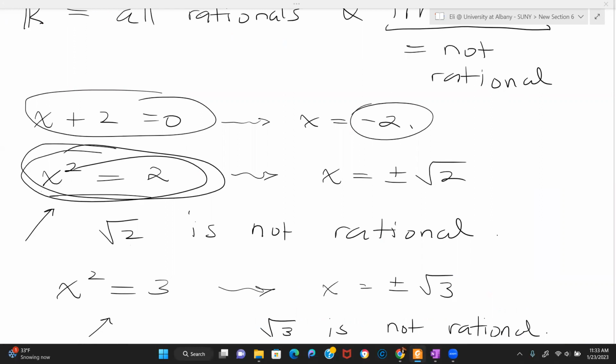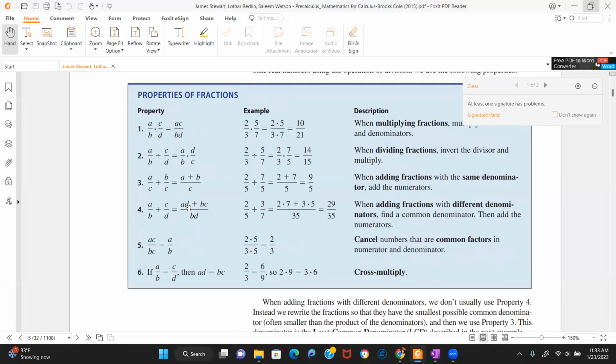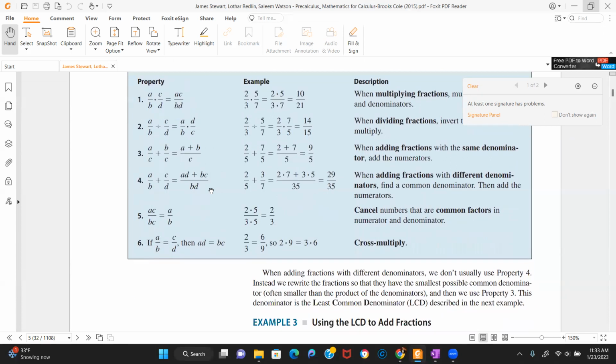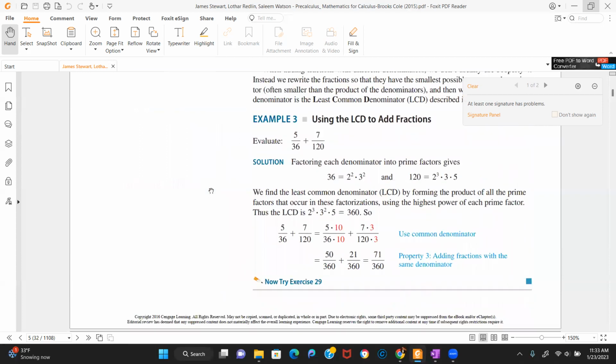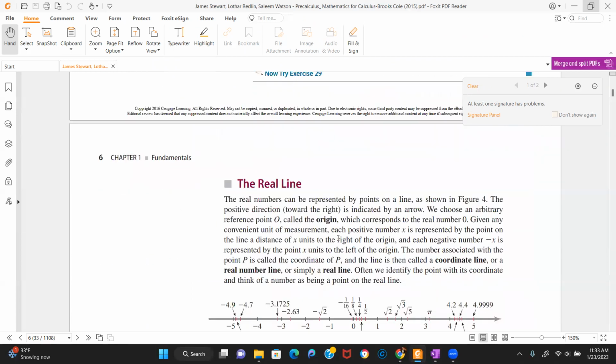So let's see, what else did we look at? Okay, I didn't really talk about this, but let me just show you this really quickly. We have properties of fractions, and these are all familiar properties. I'll let you look at that for a little bit, or you can just pause it. I didn't really go over these kinds of calculations. You can go over them yourself, this example. And of course, if you have trouble, you can meet with me.